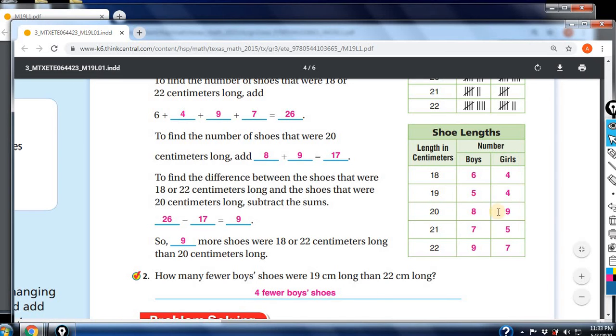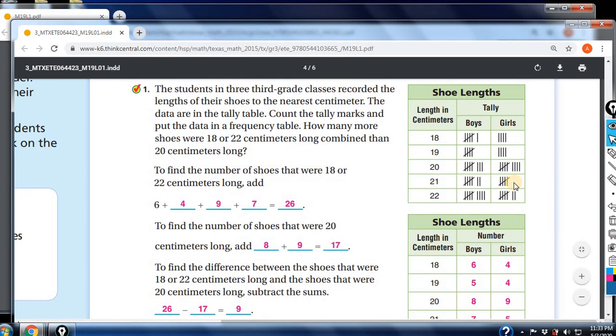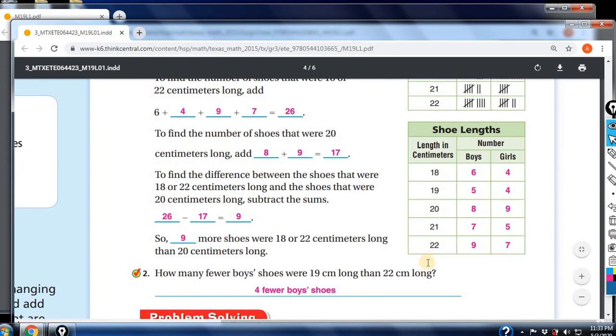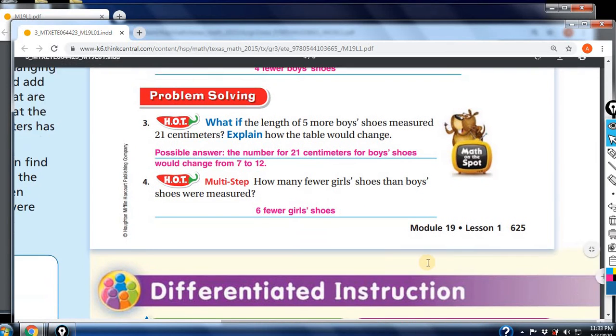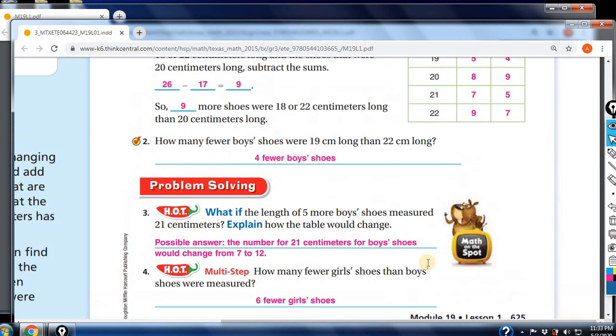So again, we just use this frequency table. The key is to get these numbers correct. If you don't count these tally marks correct and convert their numbers, then all this will be off. So again, we just took the tally marks and converted this into the frequency tables.